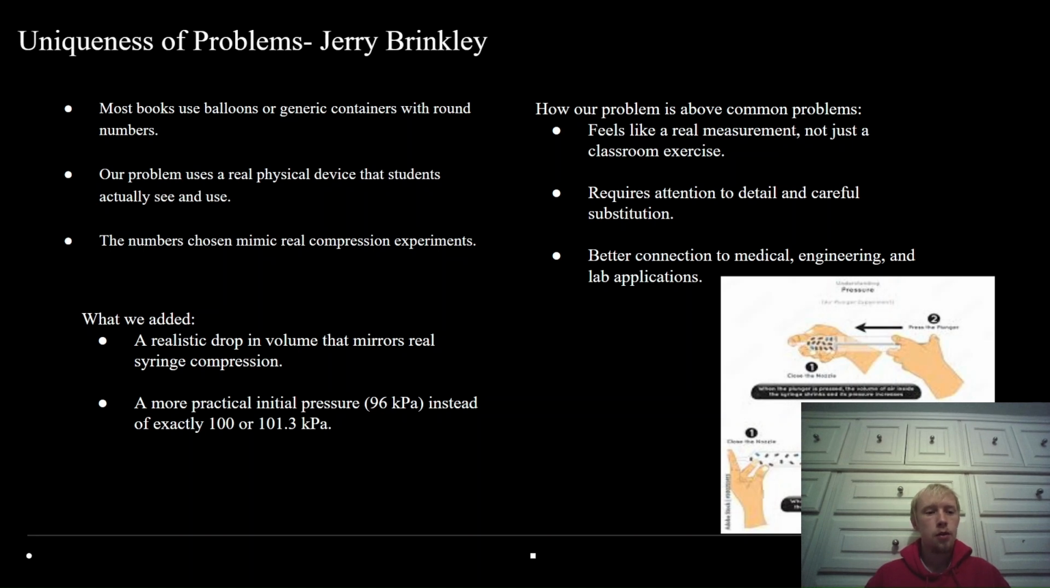Uniqueness of the problem. Most books use balloons or generic containers with rounded numbers. Our problem uses a real physical device that students actually see and use. The numbers chosen mimic real compression experiments. What we added: a realistic drop in volume that mirrors real syringe compressions, and a more practical initial pressure, 96 kPa, instead of 100 or 101.3 kPa.